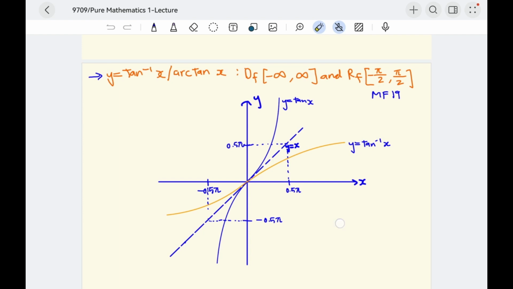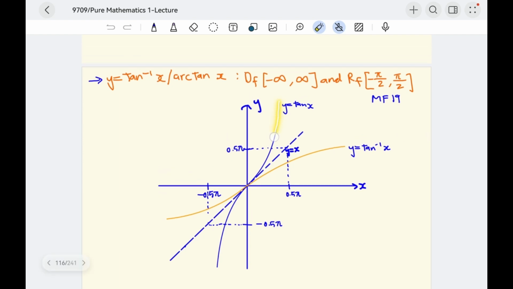So this is your arctangent graph. Reflect through the dashed line y equals x to the other side, like this.